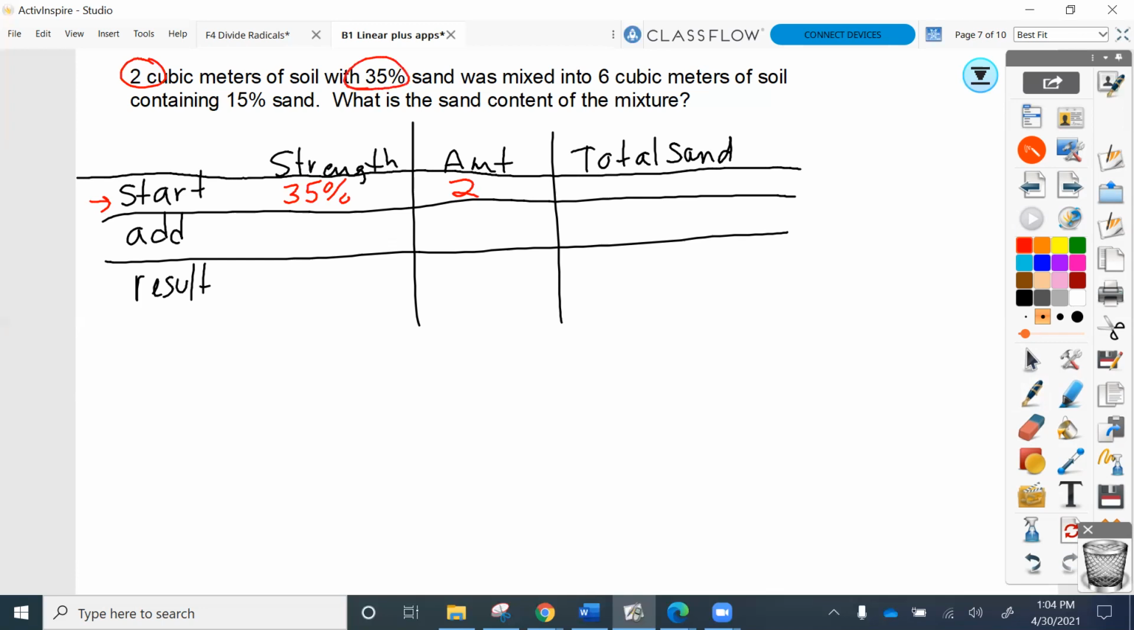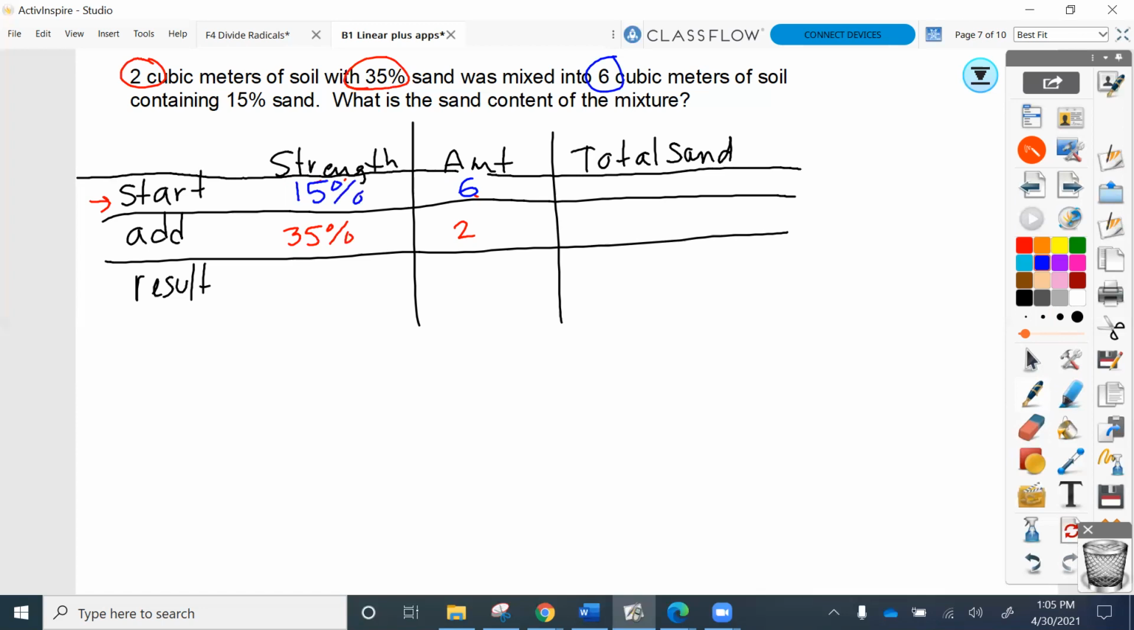Was mixed into 6 cubic meters of soil. I suppose we could have put this down here just because of the wording. All right, so it was mixed into 6 cubic meters. So really, we started with 6 cubic meters since the other 2 cubic meters was mixed into it. So 6 with 15% sand.